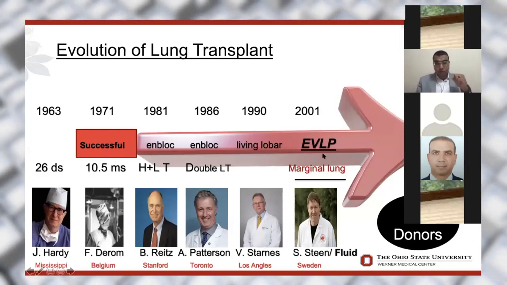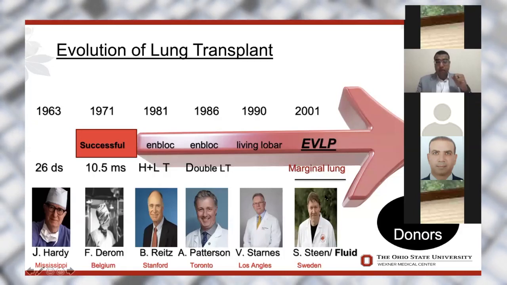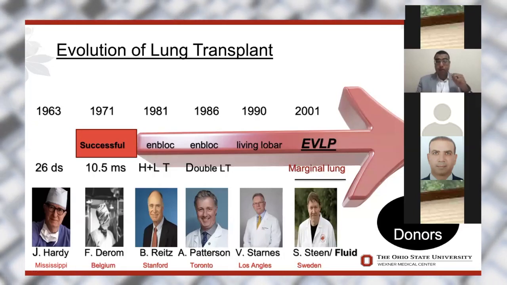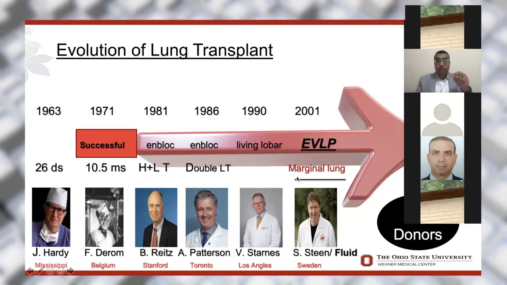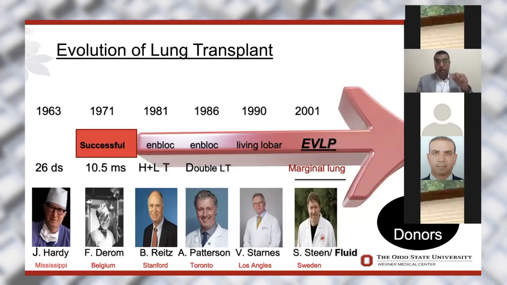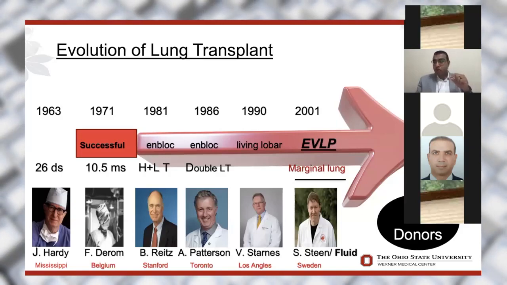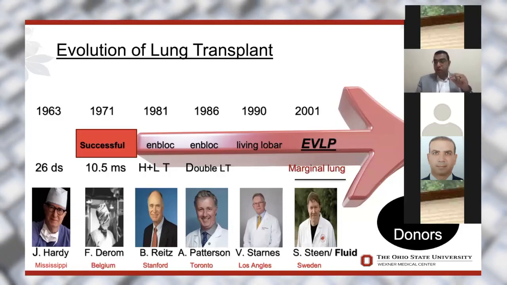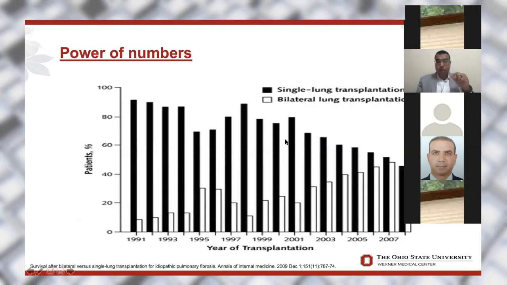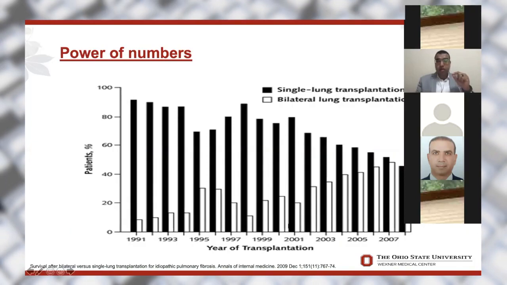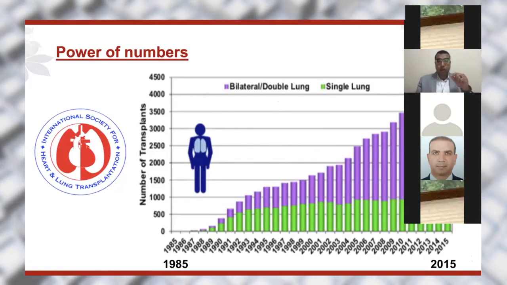Ex vivo lung perfusion was invented by Dr. Steen. He invented this for enhancing and assessment of the marginal lung. I mean a marginal lung, which is not the young healthy one. So you can transplant a smoker's lung after enhancing it. And donation after cardiac death for sure expands the pool of donor lungs. So after single lung transplantation was dominant, we can now transplant double lungs. And this is the trend right now, double lung transplant.